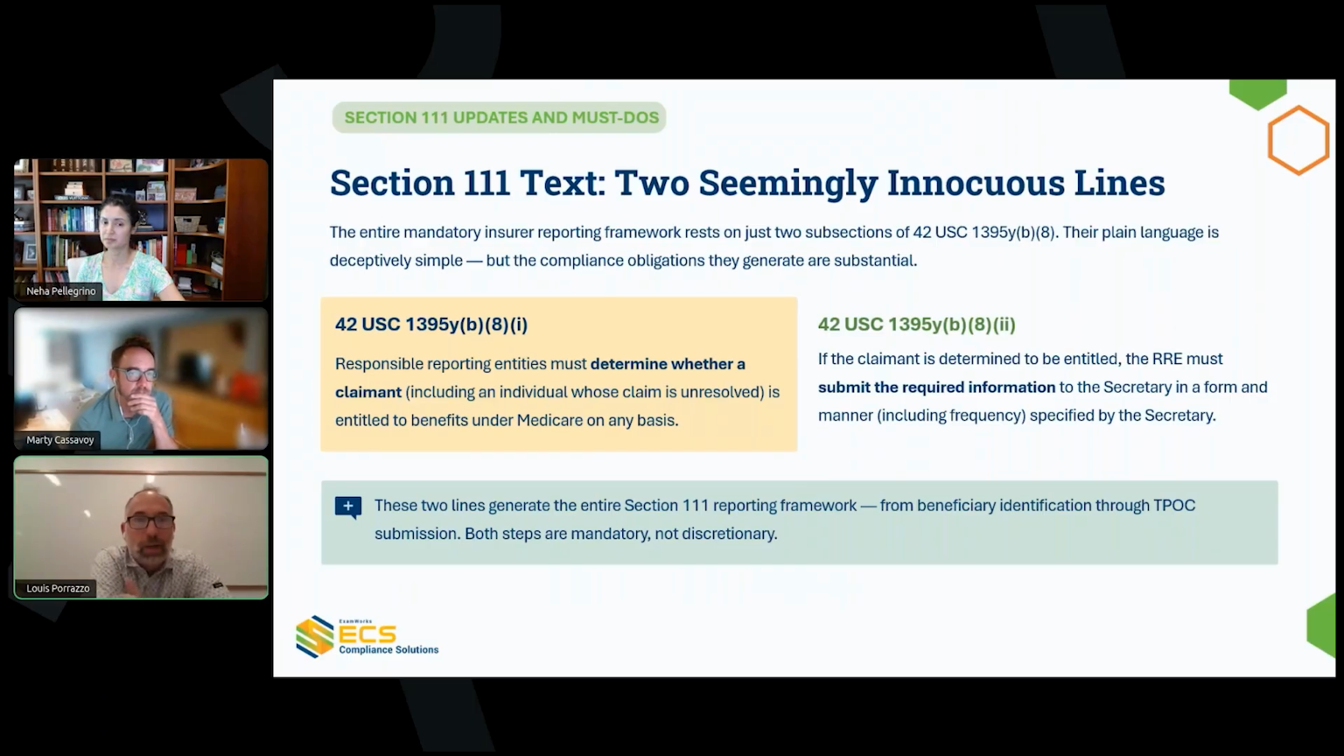And for the most part, companies are doing this. We do see it from time to time where it's not happening, but that is happening few and far between now. But those are your two obligations: identification and reporting that information.